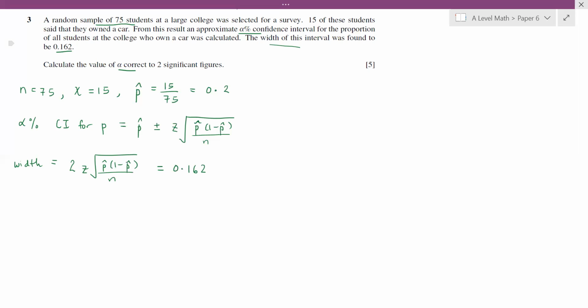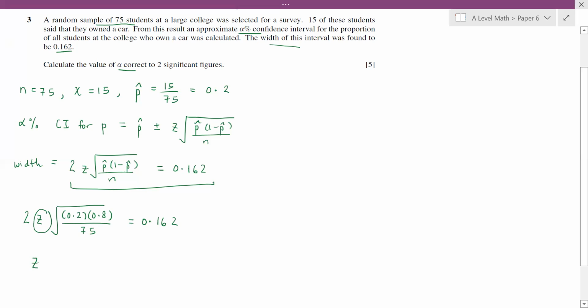0.162. P hat is 0.2, so from this part here, 2 times the critical value times the square root of 0.2, 1 minus p hat is 0.8, and the sample size is 75, and that is 0.162. We need to isolate the critical value. So we divide by 2 and bring the square root over as well.